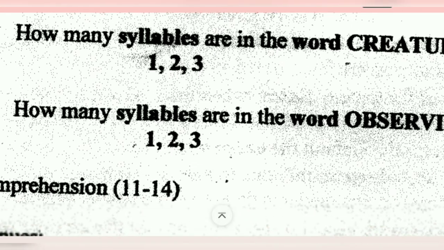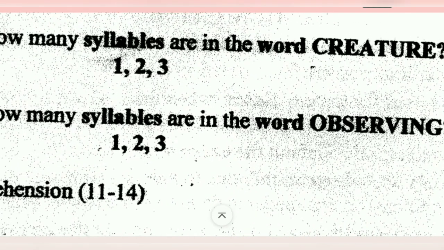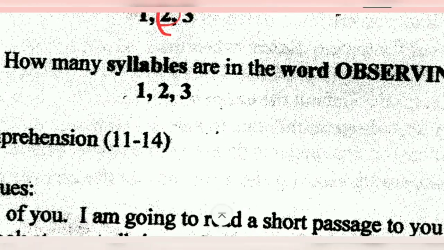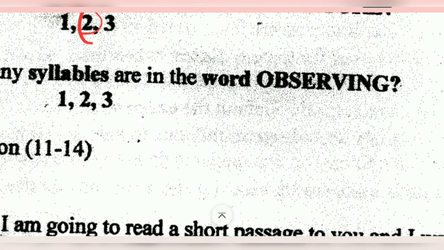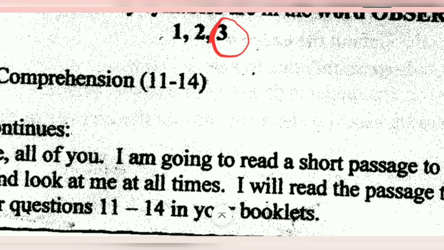Alright? Moving on. How many syllables are in the word creature? Creature. That's 2. How many syllables are in the word observing? Observing. 3. Remember the rule as to how to find it. You can put your hand under your chin as you say the word, or you can clap.